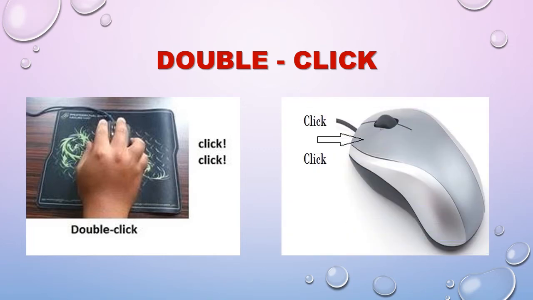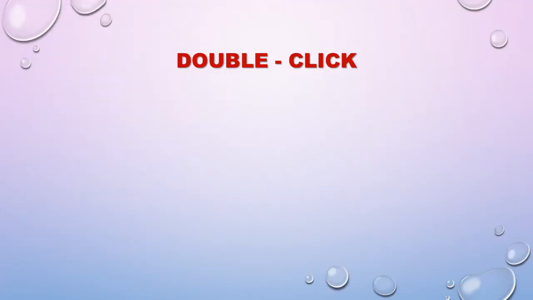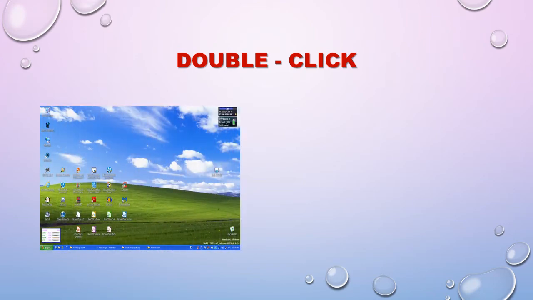A double click is generally used to take an action on a selected item. For example, on your computer monitor, on the desktop, you can see many icons, right? You select any one icon. For example, here we have selected my computer icon. Can you see that? You selected that icon and keep the mouse pointer on that icon and double click it. Left side you have to click twice quickly. Press and release, press and release.